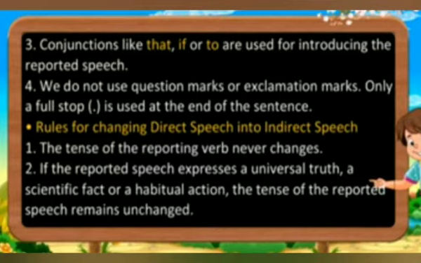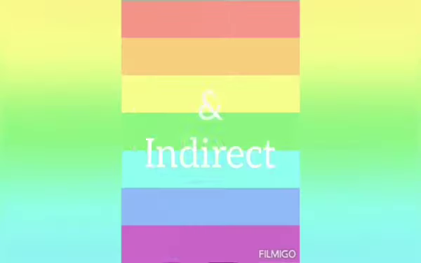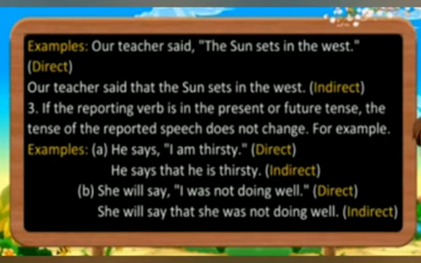Number 5, conjunctions like that, if, or to are used for introducing the reported speech. Number 6, we do not use question marks or exclamation marks. Only a full stop is used at the end of the sentence. The tense of the reporting verb and universal truths always remain unchanged. For example, our teacher said, the sun sets in the west. Direct. Our teacher said that the sun sets in the west.